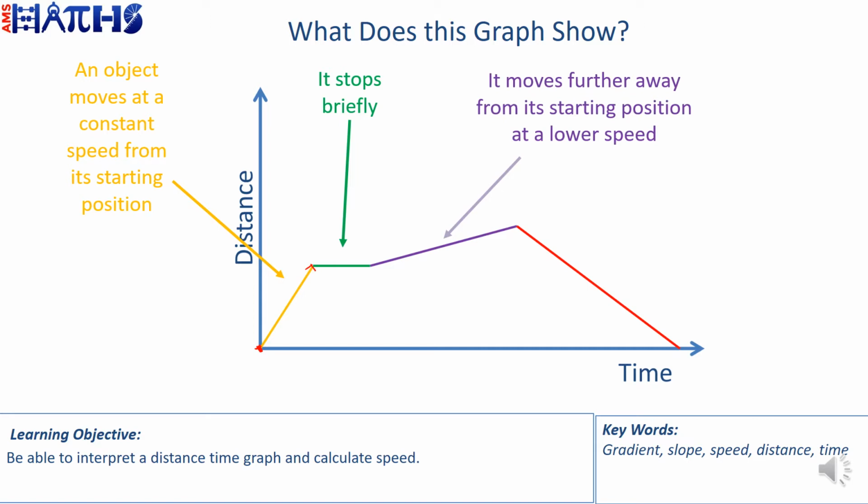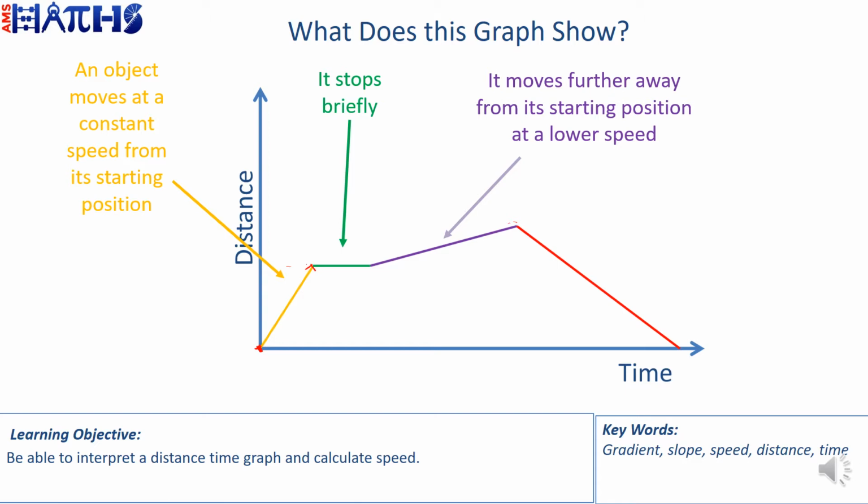Then the object moves further away from its starting point, so we can see where it's gone at a bigger distance than the first movement, and so we say it's moved further away from its starting point. However, the purple section would be at a lower speed than the yellow section, because the yellow section is steeper, which means you will have been moving faster in that section.